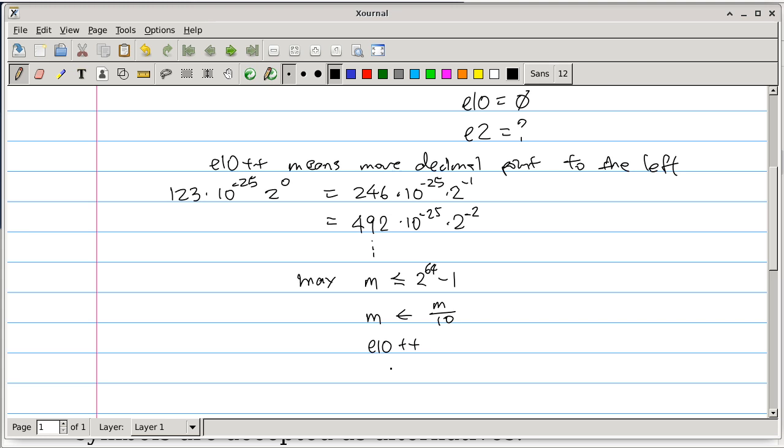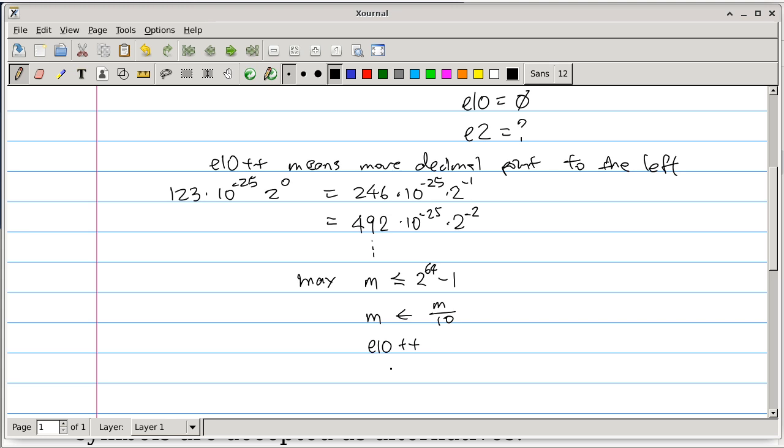Oh, if we're incrementing E10, that means we're going from negative 25 to now negative 24. We got one step closer to where we want. So that means I can just reapply this method over and over and over again, and eventually I will get there. Does that make sense?